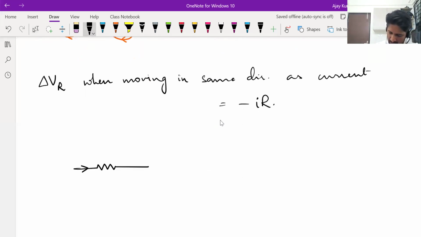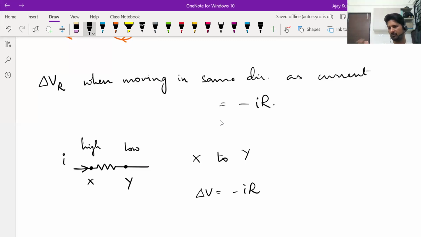Let us do a quick revision of this also. Suppose current is flowing this way. Call this side X and this side Y. In a resistor, if current is flowing in a particular direction, it will always flow from high potential to low potential. So if you are going in the direction of current, you are going from X to Y, from high potential to low potential. So the change in potential will be minus IR. If you are going in the opposite direction from Y to X, you will be going from low potential to high potential. Then the change will be positive, plus IR. So if you are going in the direction of current, it is minus IR.